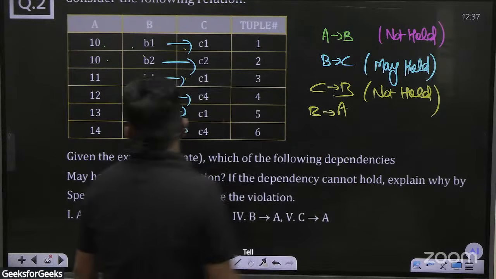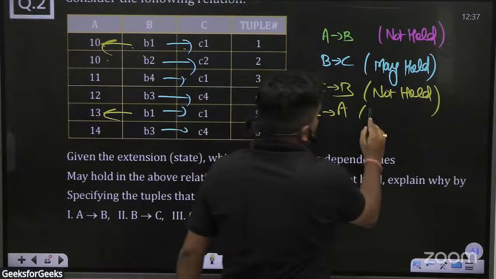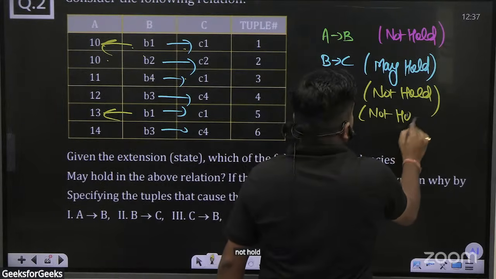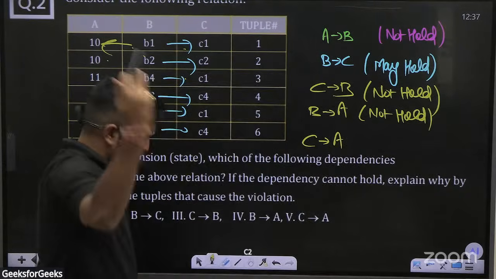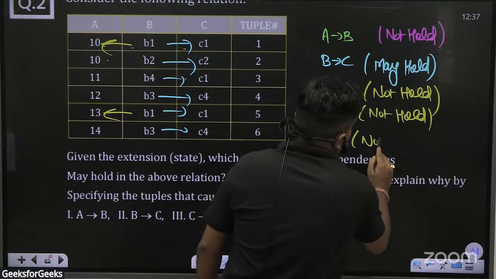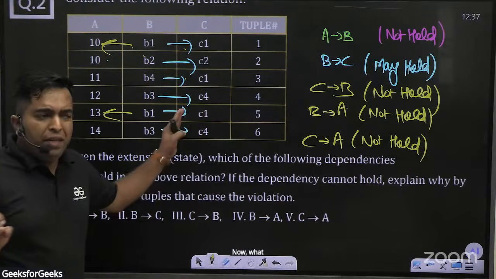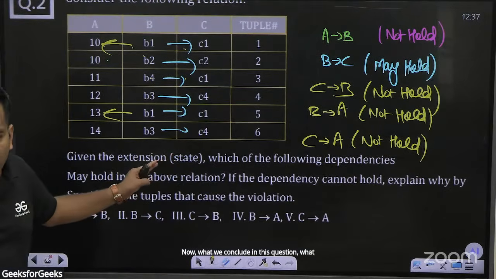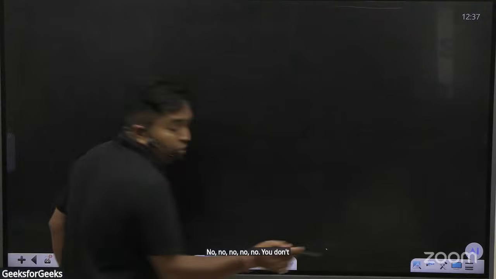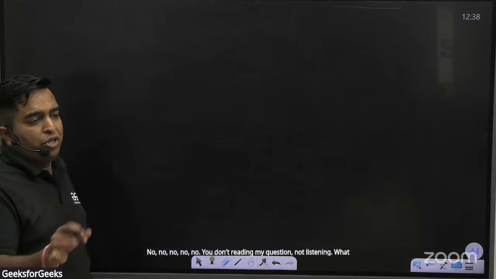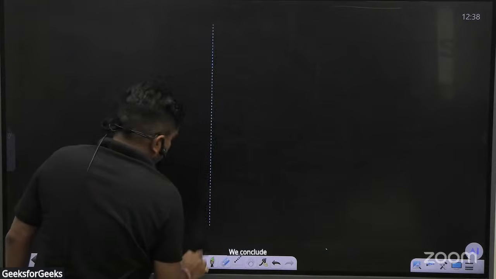Tell me B to A. Not hold. Next, C to A. Not hold. Are you getting? Now, what do we conclude in this question? You are not reading my question, not listening. What do we conclude in this question? We conclude only two things.